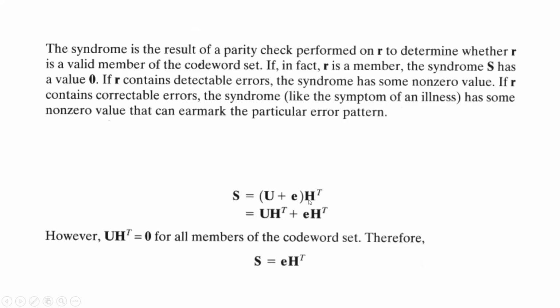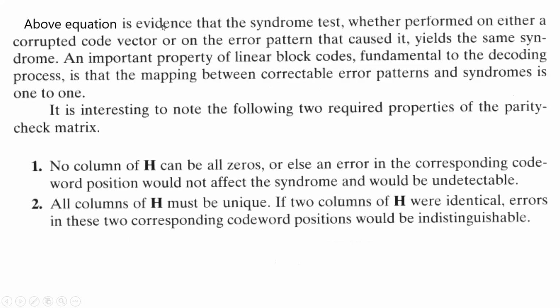Now S is equal to RH transpose, which is (U plus E) H transpose. So UH transpose is actually equal to 0 for all members of the code word set. So syndrome testing can be performed with EH transpose also, with the error pattern. Now this equation is evidence that the syndrome test, whether performed on either a corrupted code word or on the error pattern that caused it, yields the same syndrome. An important property of linear block codes, fundamental to the decoding process, is that the mapping between correctable error patterns and the syndromes is 1-to-1.